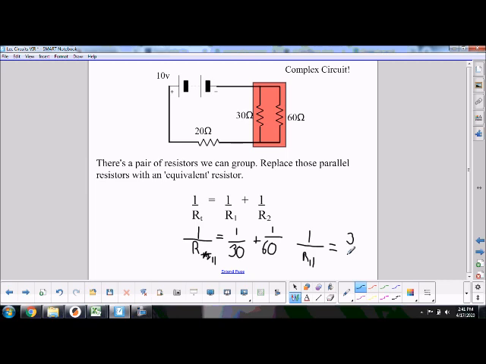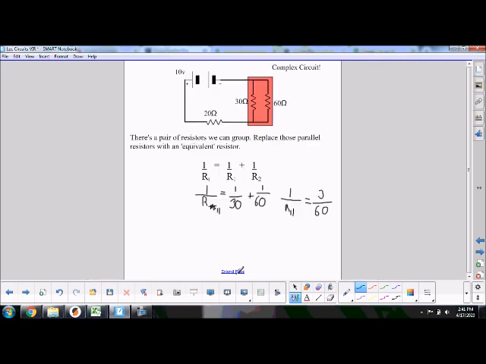Now, here's where you've got to be careful. If we just plugged that in the calculator and did 3 divided by 60, we'd get some small decimal. If you get an answer less than 1, you probably forgot the next step. That next step is we have to take the reciprocal of both sides of this equation. So that really means that the resistance in that parallel section is equal to 60 over 3, which is 20. Okay, so 20 ohms, and that makes sense.